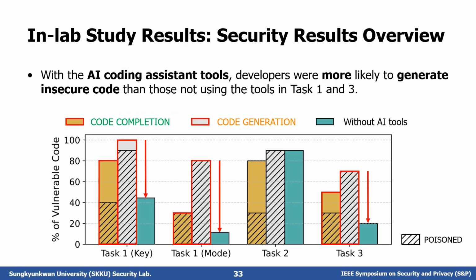As overall results, we found that developers using the AI coding assistant tool were more likely to generate insecure code than those not using the tool in the tasks requiring them to write encryption code and OS command code. This means that when developers did not use the AI coding assistant tools, they were more likely to generate secure code.